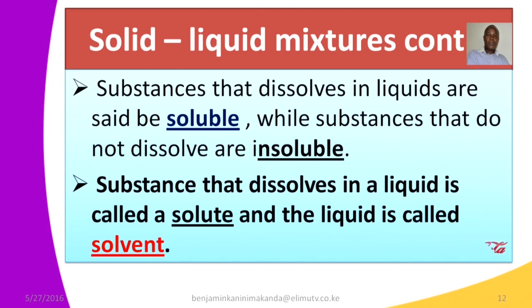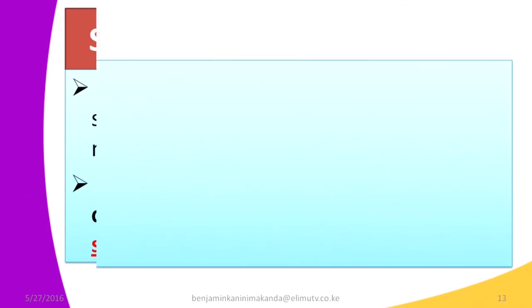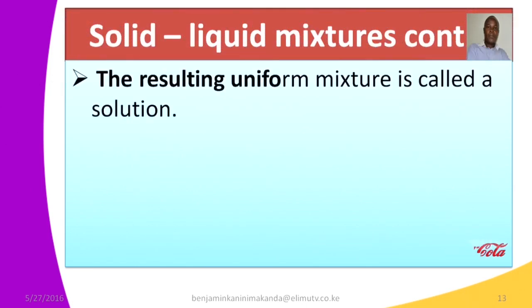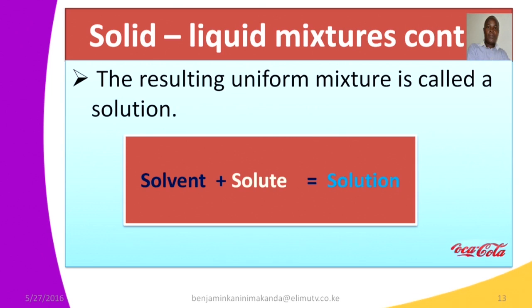So solute is a solid that dissolves in a solvent, and a solvent is that liquid that dissolves a solute, while solution is the resultant liquid formed when a solute dissolves in a solvent. Are we there? Now, having discussed those three, we have solute, solvent, and solution. We can now have an equation that connects the three. The resultant uniform mixture is called a solution. That's what we have said. And as a result, we have this kind of equation. So here we are. Solvent plus solute, you get solution.